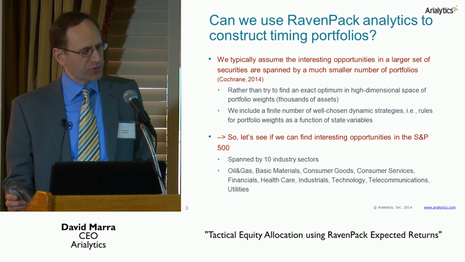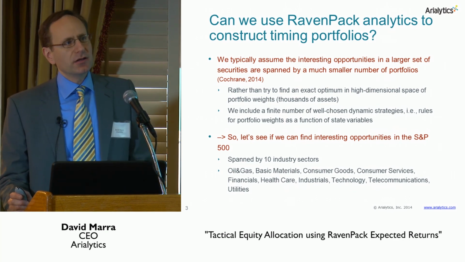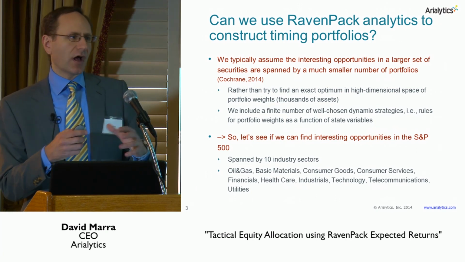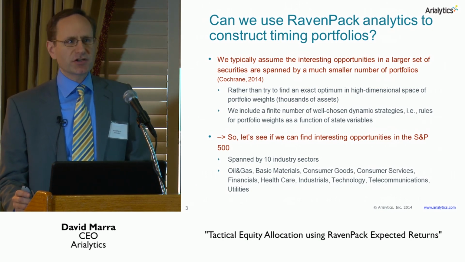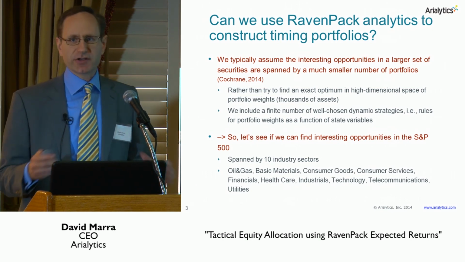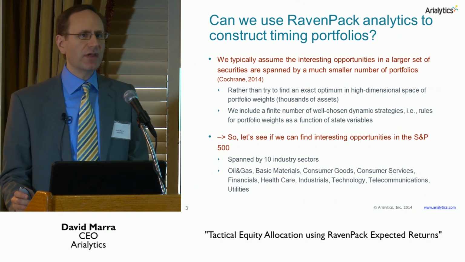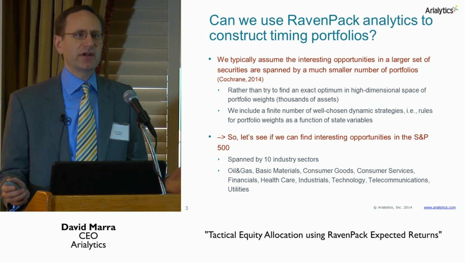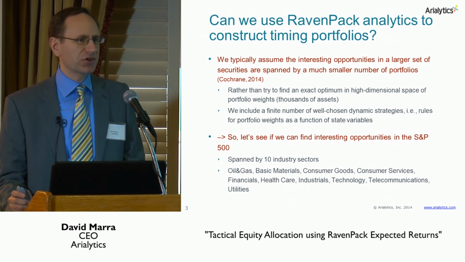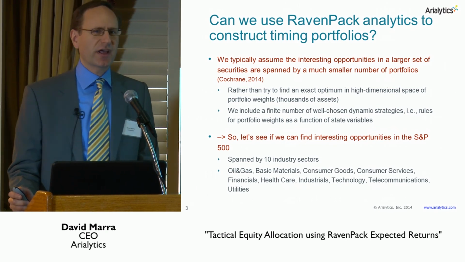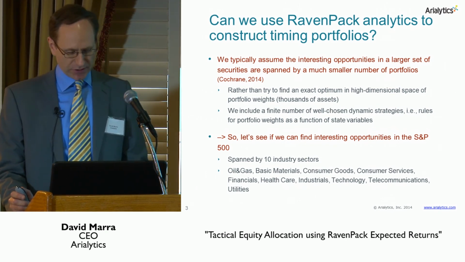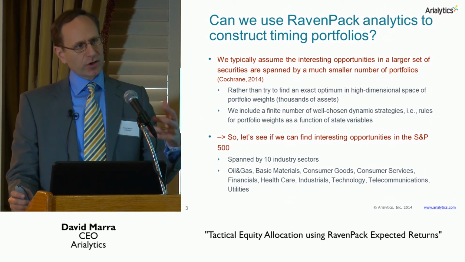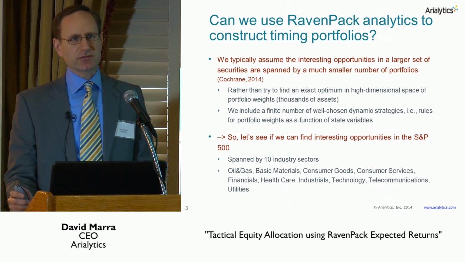And he relevantly points out that we typically are going to model a set of opportunities in the data that are spanned by, say, the S&P 500, spanned by 500 securities. But we're going to model that not using 500 securities because we can't really robustly estimate the covariance matrix using 500 securities, or if it's the Russell 3000, with 3,000 securities, or that kind of thing. So what we're going to do is assume that these interesting opportunities in the S&P 500, for example, are in a smaller set of securities.